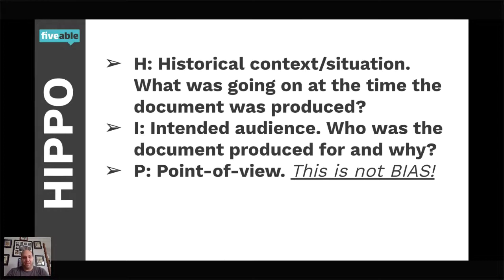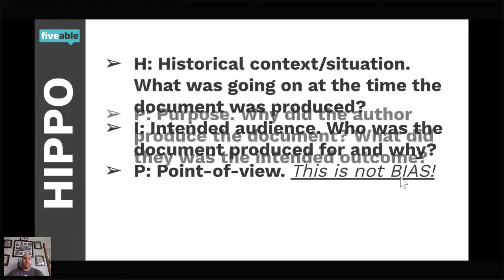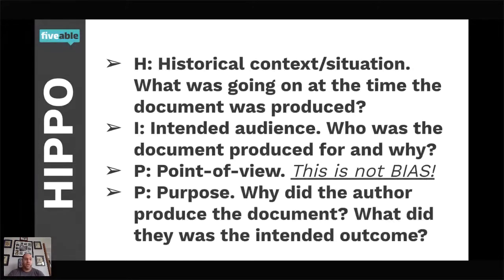Stop writing that the painter has bias. Just don't use that word, okay? Phrase it and tell us why they did what they did, and then you're telling us this is their point of view and the bias that they have. All right? Cannot stress that enough. Right? Just don't write it. Don't use it. The last P is for purpose, meaning why did the author produce the document? What did they intend with the document? What was the outcome?